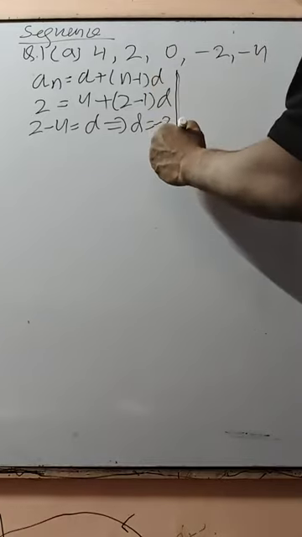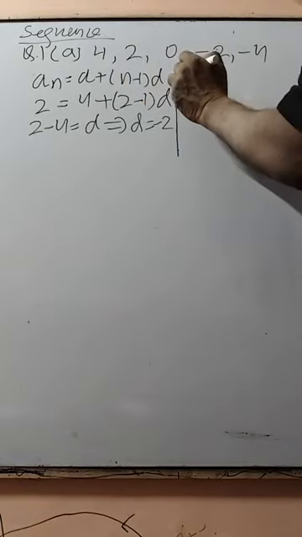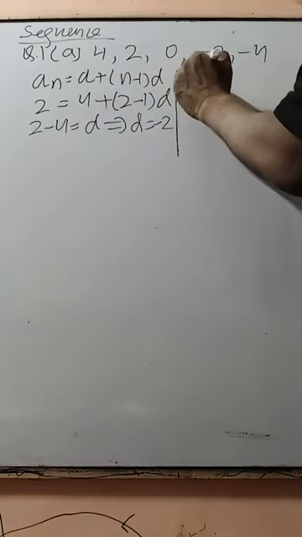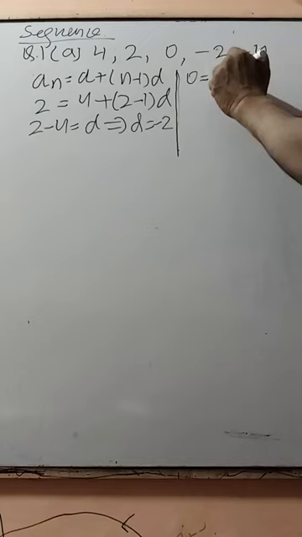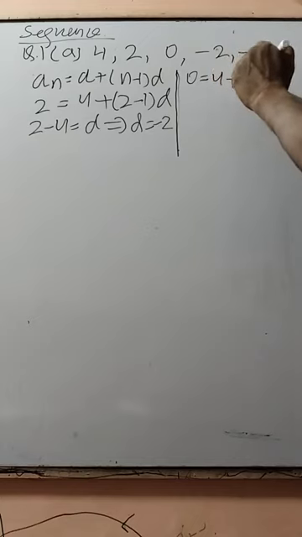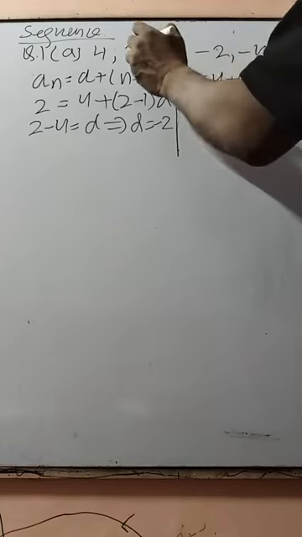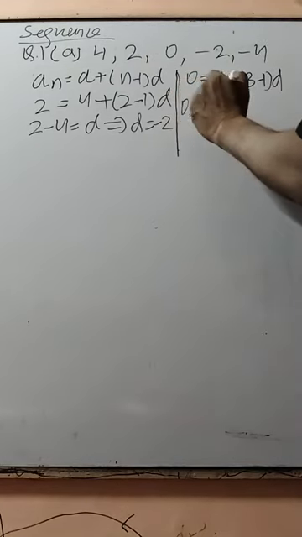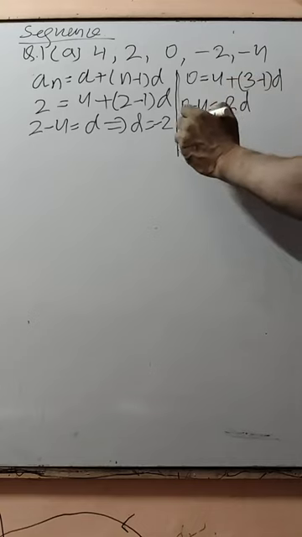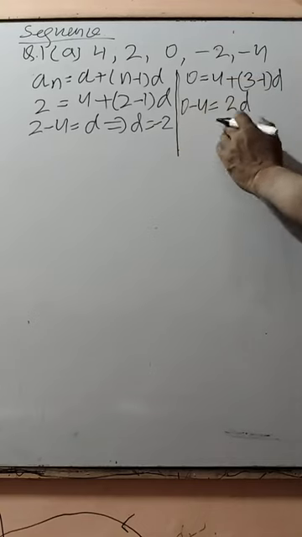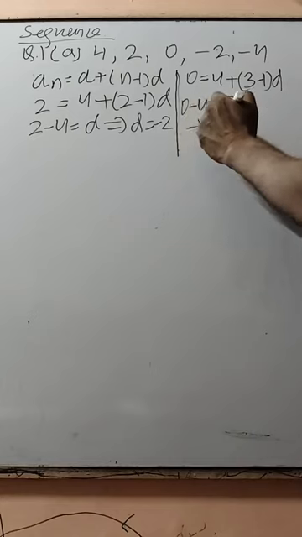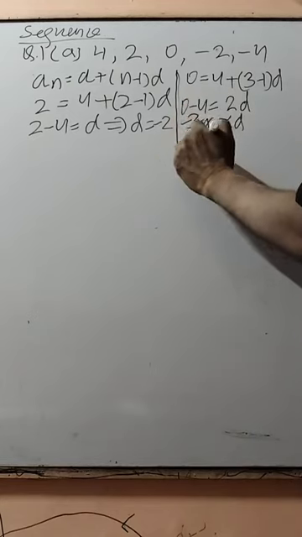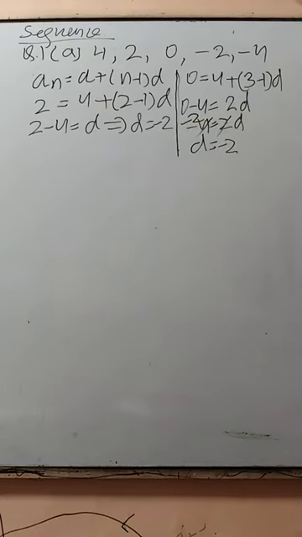Next in this series, we take 0 is equal to 4 plus 3 minus 1 into d. It is the third term. So 0 minus 4 is equal to 2d, so -4 is equal to 2d. So this is -2. So d is equal to -2.